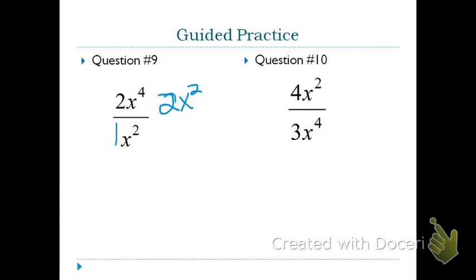Apply your quotient rule again on question 10. 4 over 3 does not reduce, so we still have a 4 over a 3. But our x's can reduce. We have 2 x's on top and 4 on bottom. 4 minus 2 is 2, but there's more x's on bottom than there are on top, so we're going to put our answer on the bottom.